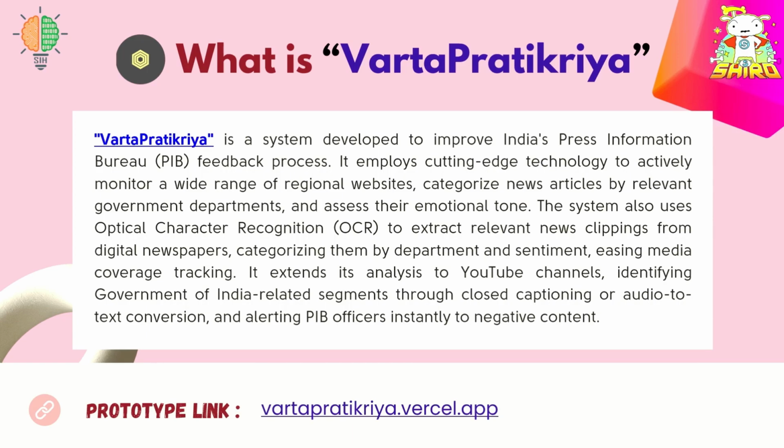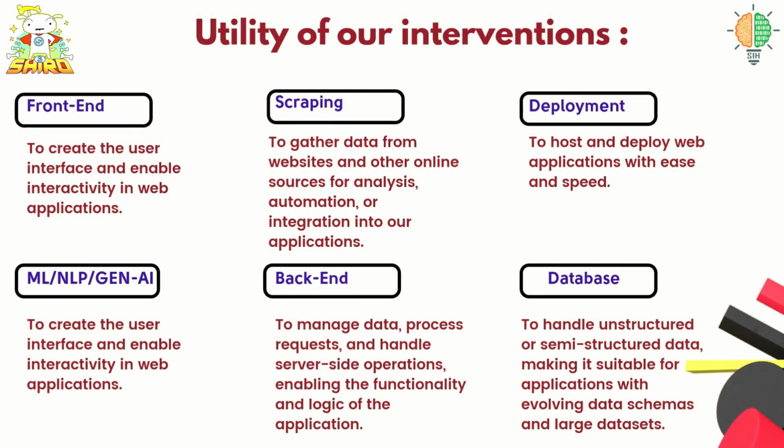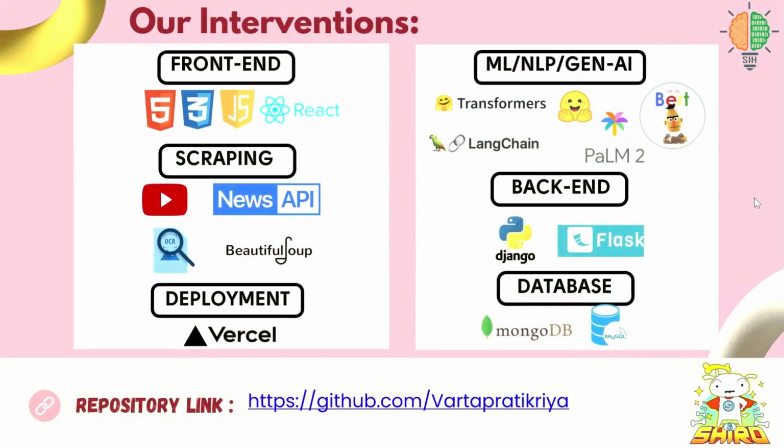As explained by Chiptanjana, that is what our product Vartapratikriya is. Now coming to what we have used to build our product, the prototype. To make the front end or the UI design, we have used React, JavaScript, and CSS. Other than that, coming to the scraping part, we have used news APIs, Beautiful Soup for crawling the websites and getting news information, and YouTube for live videos and news videos, and then getting those e-newspapers and doing OCR and getting data from that part.